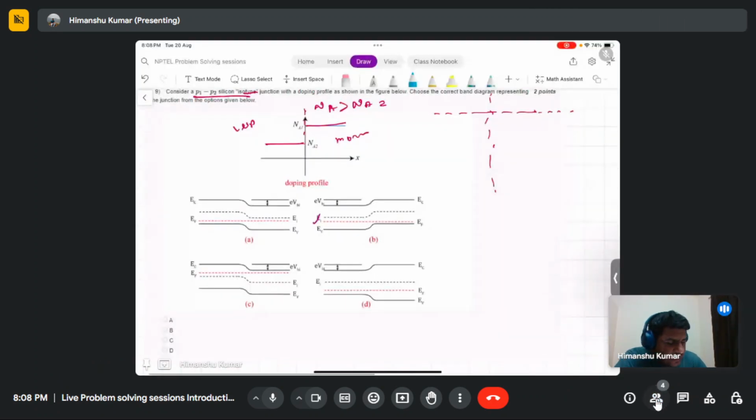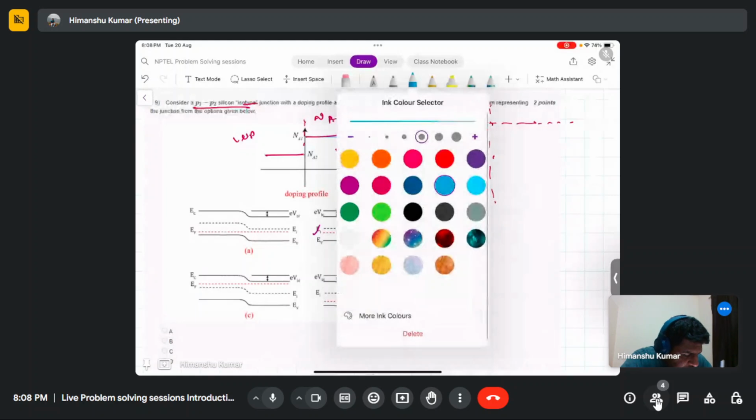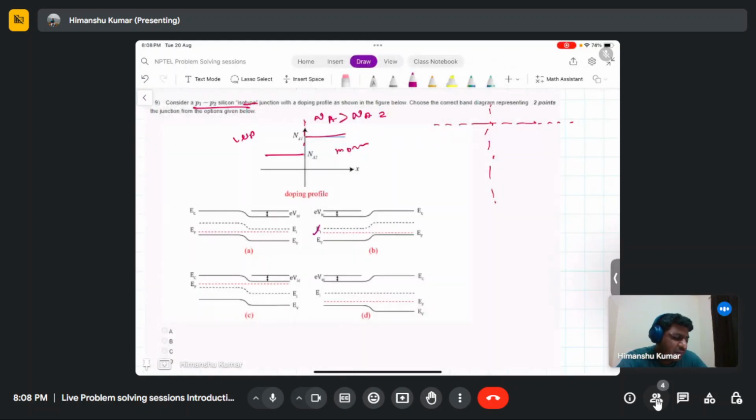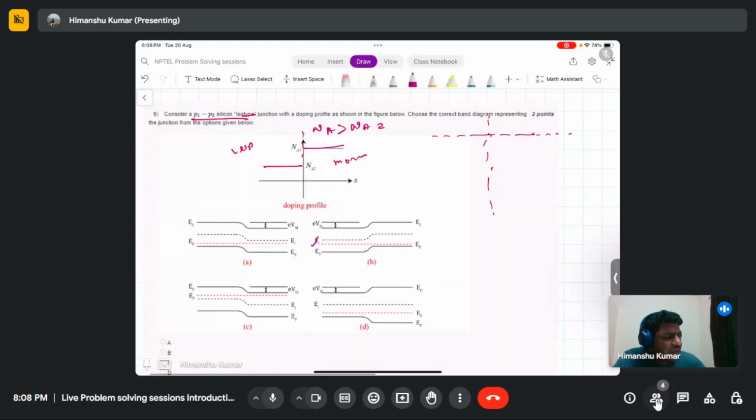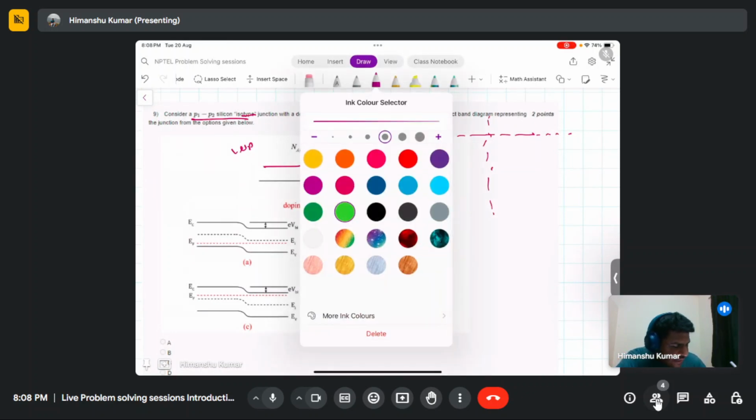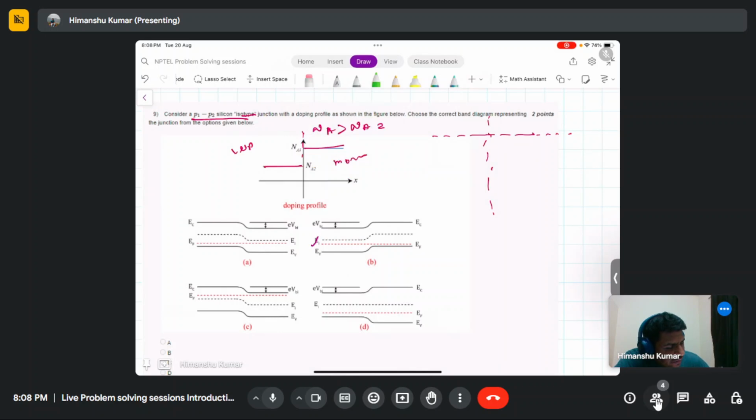both sides, since the material is silicon, will have the same conduction band, the same electron affinity chi, and then you can draw the valence band similarly because the valence band is fixed.